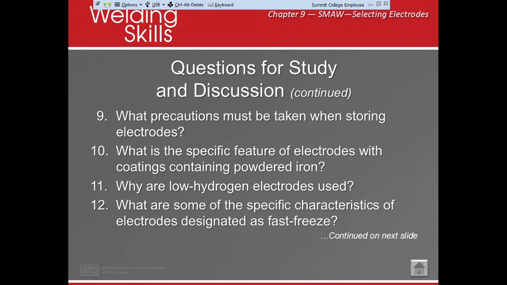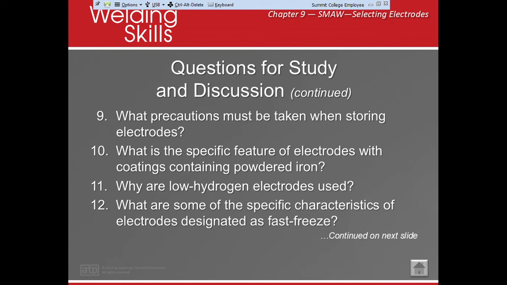Why are low hydrogen used? Well, they're designed for welding high sulfur and medium or high carbon steel as well as thick sections. Low hydrogen electrodes were developed to prevent the introduction of hydrogen into the weld and heat affected zone.